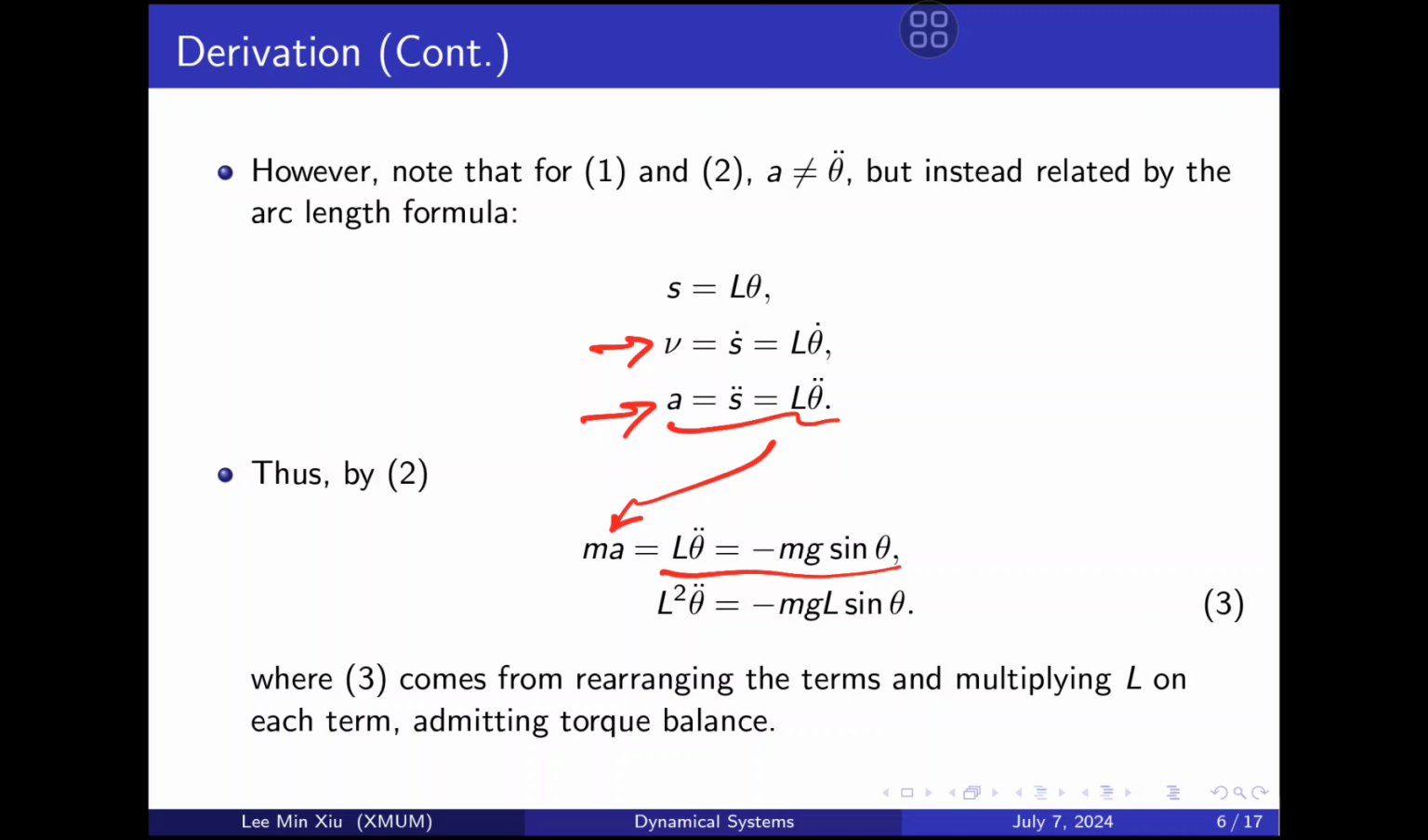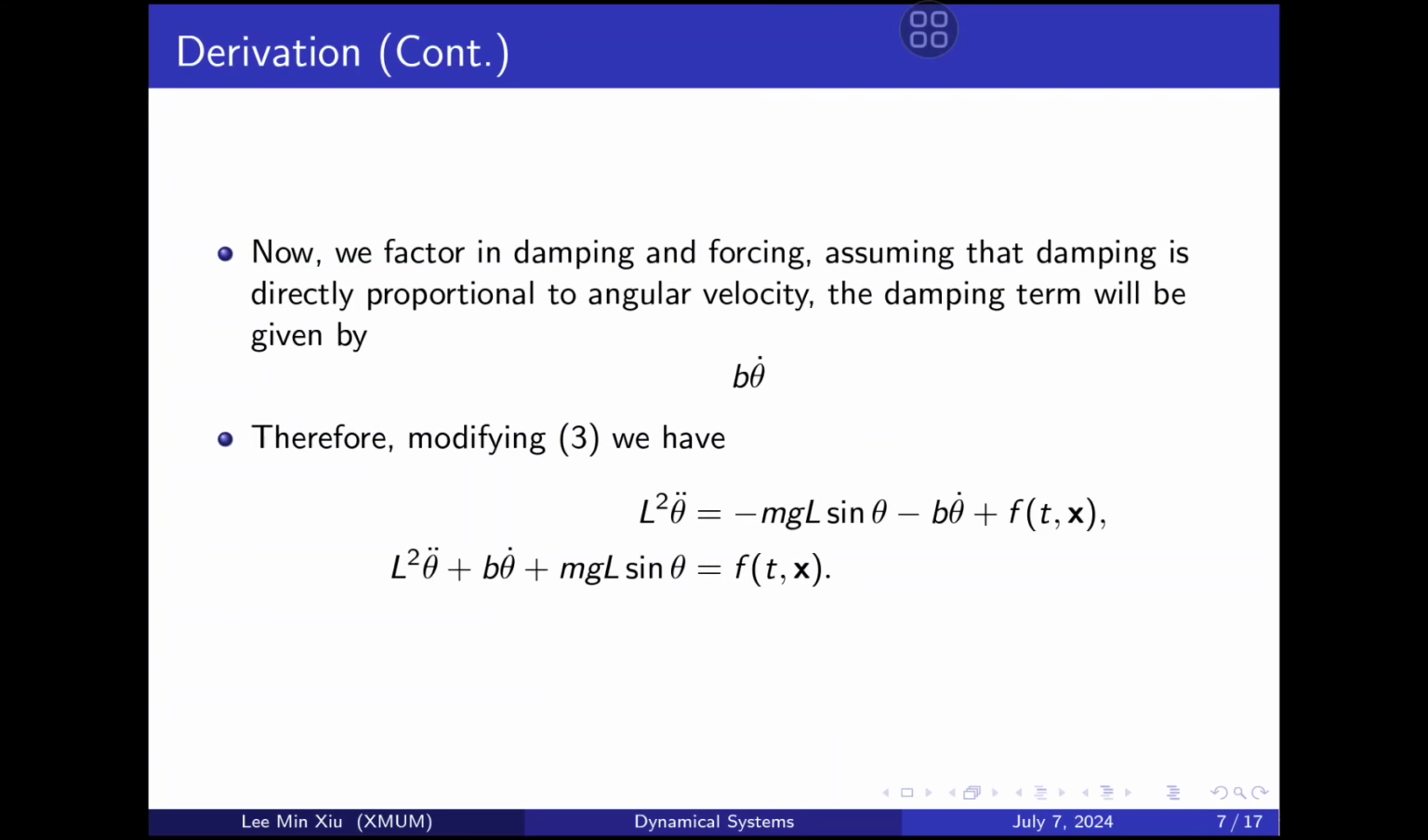But eventually we want to deal with torques instead. Therefore by the definition of torque, which is force times the length to the mass point, which is L here, we just multiply everything by L, and then we get this equation, which describes the torque balance instead. Right, so we have derived the model for a simple pendulum without forcing or damping. Now let's just put them in.